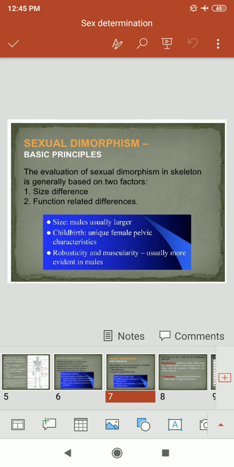The basic principles of sexual dimorphism: the evolution of sexual dimorphism in the skeleton is generally based on two factors, that is size differences and function-related differences between male and female. The size of the male is usually larger, and childbirth gives the female pelvis unique characteristics. The robusticity and the muscularity are usually more evident in males.